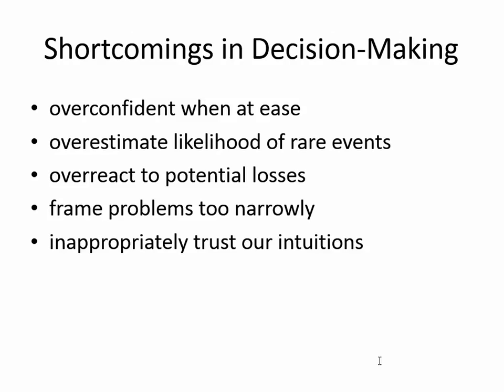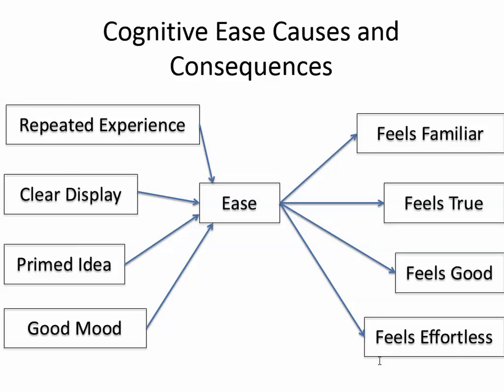We overreact to losses, so we're loss averse, and we have problems where we frame the real problem too narrowly, which I think is one of your concerns with Agile processes, that they don't see the bigger stuff coming up. And sometimes it's good to trust your intuitions if there's the right context for that, but sometimes we inappropriately trust our intuitions as well. So just talking about cognitive ease, where we feel comfortable, it's a back and forth kind of thing. If something's repeated, if we have a visual or clear understanding of it, a primed idea, so someone walking in confidently, you're talking about meetings, or we're in a good mood, we're going to feel more at ease. So if we're grumpy, we're not going to be that way.